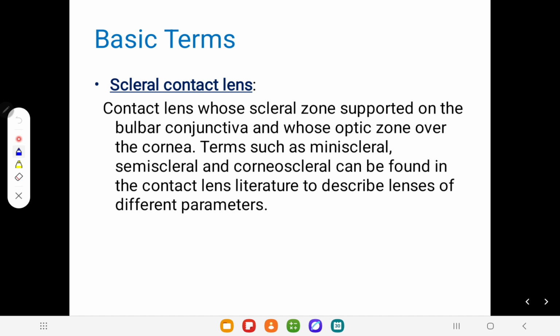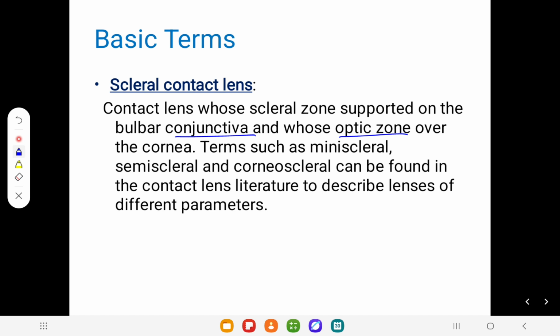So scleral contact lens, what do you mean by that? It lands on the sclera, isn't it? A contact lens whose scleral zone is supported on the bulbar conjunctiva. So that's why scleral lens is a misnomer. Scleral lenses do not land on the sclera, they land on the conjunctiva, and we do not call it a conjunctival lens. Sometimes it's called a misnomer. Its optical zone is over the cornea; definitely we want the optical zone over the cornea, but the landing zone lands on the bulbar conjunctiva.